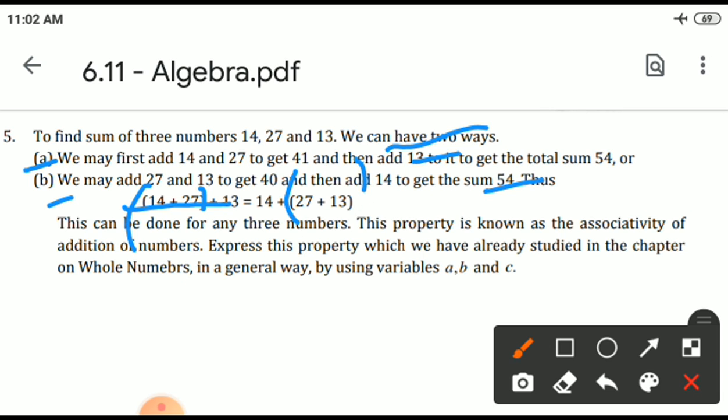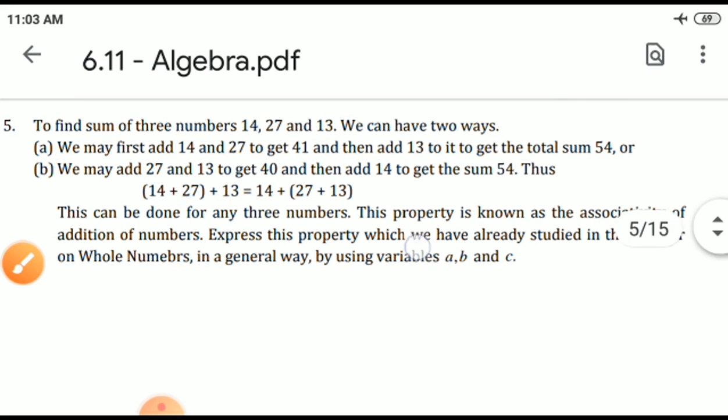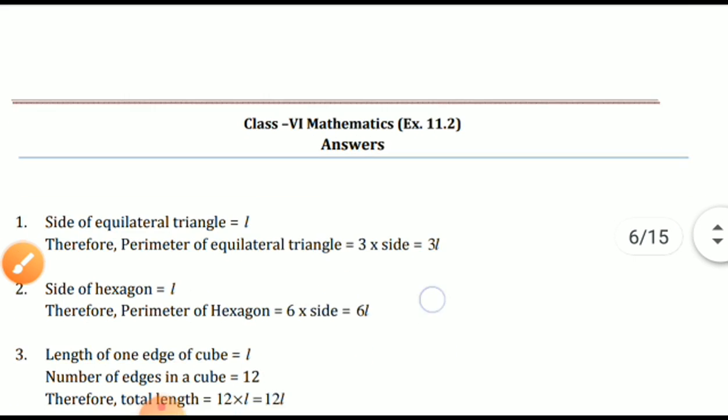Now, can we do this for any three numbers? This property is known as the associativity of addition of numbers. Express this property, which we have already studied in the chapter of whole numbers, in a general way by using variables A, B and C. Okay. Let's check the answers 1 to 5 of exercise 11.2.